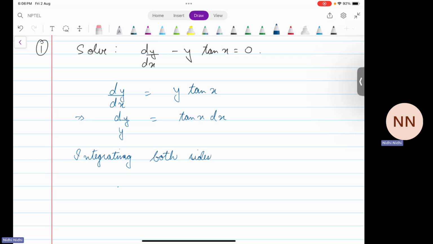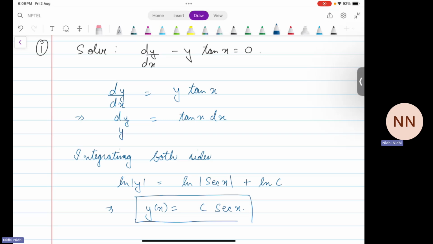we get ln y equals to ln secant x plus some constant, we'll take it to be ln c. So this gives us y is equal to constant times secant x. So this gives us the solution. I hope this is fine with everyone. This does not need any kind of technicalities. So very easy kind of question.